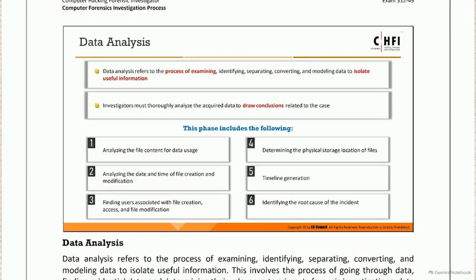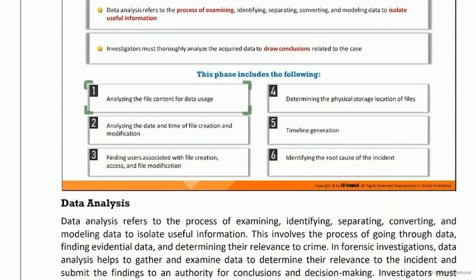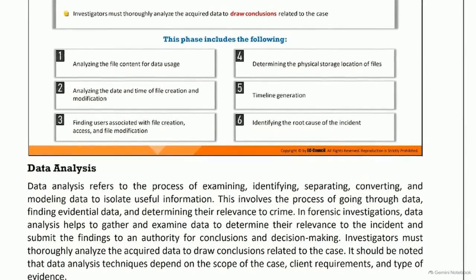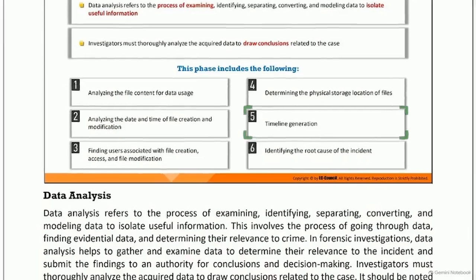Investigators now scrutinize the forensic duplicate. This slide details the 6 main activities of the data analysis phase. Analysts comb through the copy, isolating useful information by examining file contents, cross-referencing file creation and modification dates, and tracking exactly where files were physically stored on the disk. They take these isolated data points, such as log entries and user access records, and sequence them to generate a chronological timeline of the security breach.